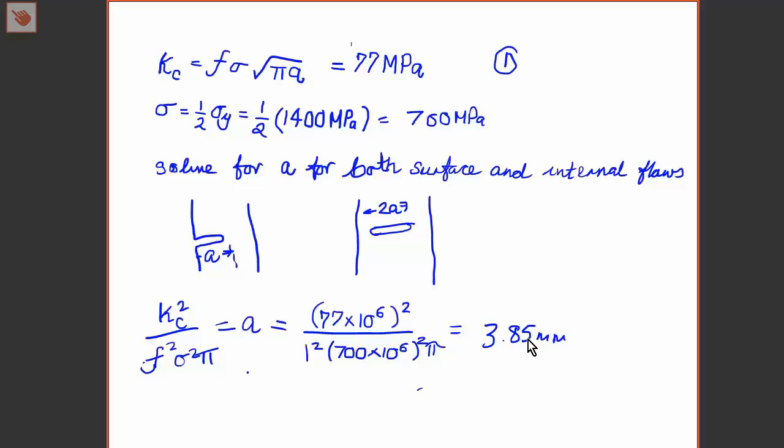So this tells us that if I have a flaw at the surface of 3.85 millimeters, then if I have a flaw that's greater than 3.85, the material will crack because we've exceeded the stress intensity factor. What I'm trying to say is the stress intensity factor for a crack greater than 3.85 will be larger than the fracture toughness, and the material will crack. In the case of an internal crack, the internal flaw can be 3.85 times 2, which is 7.7 millimeters wide.